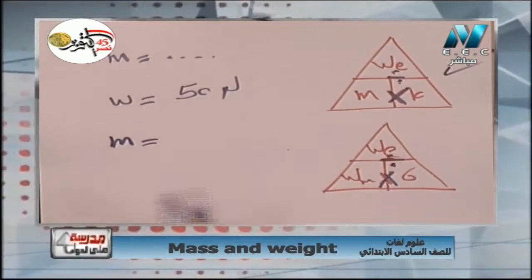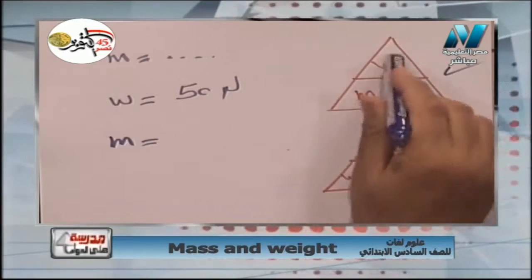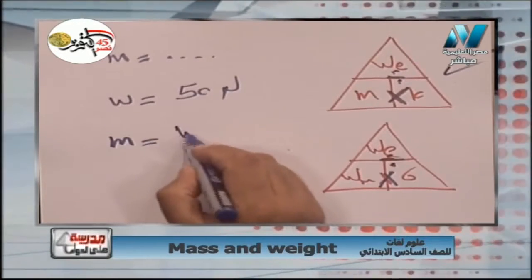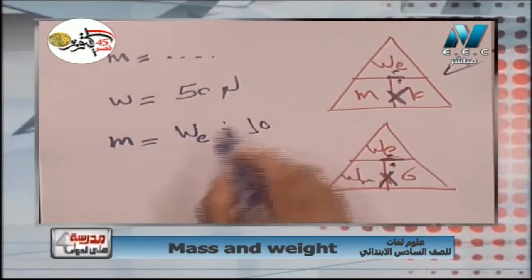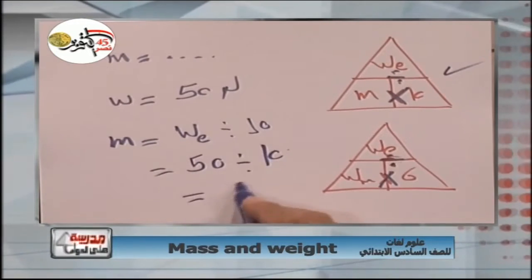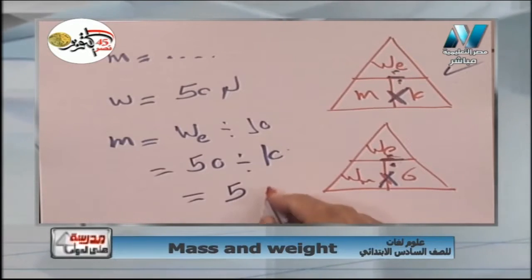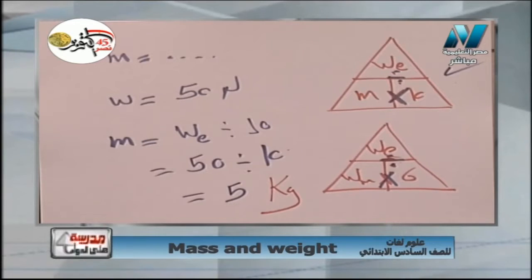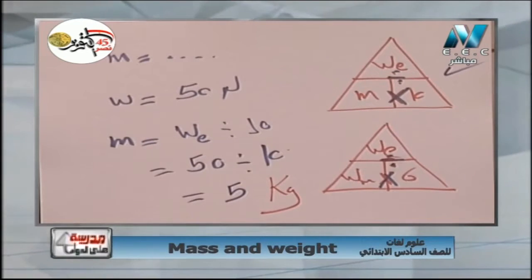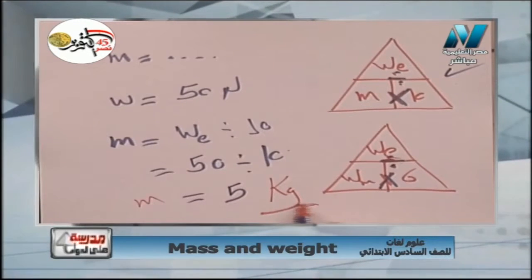Mass equals what? I put the finger or the pen on mass. Mass equals weight on the earth divide 10, so it will be 50 divide 10 equals what? Equals 5. 5 what? You must think about that. 5 kilogram. Why? Because mass is always measured by kilogram, not by Newton.